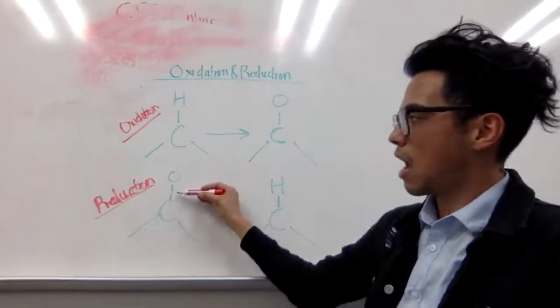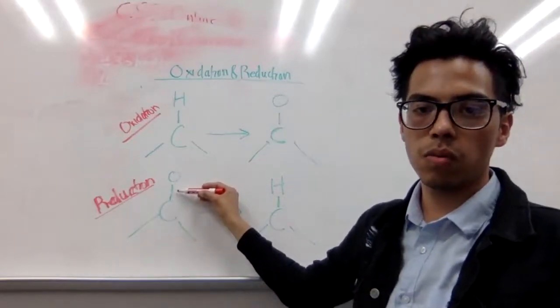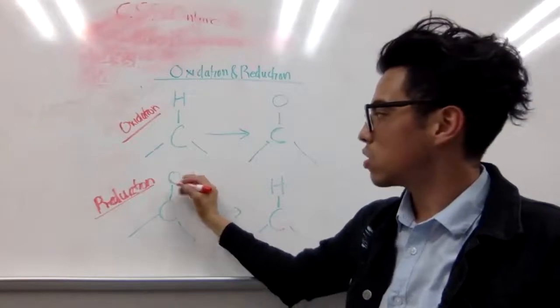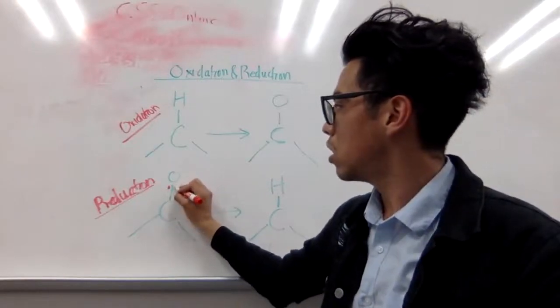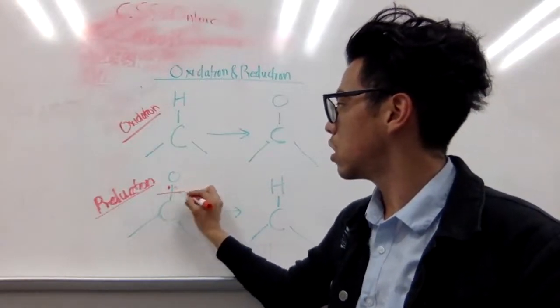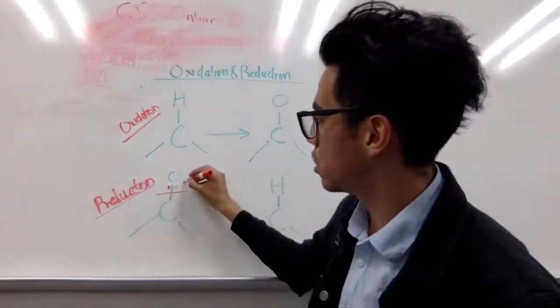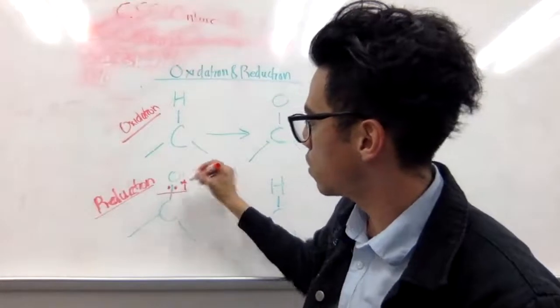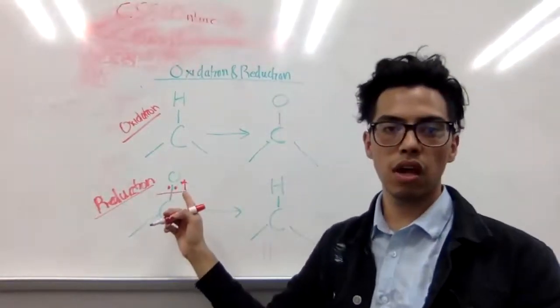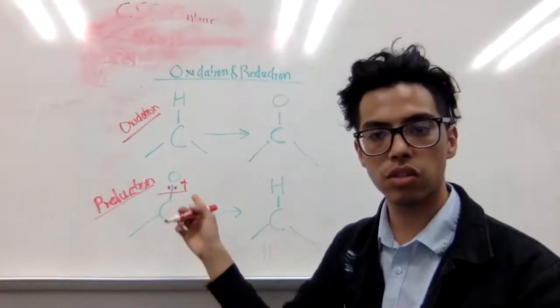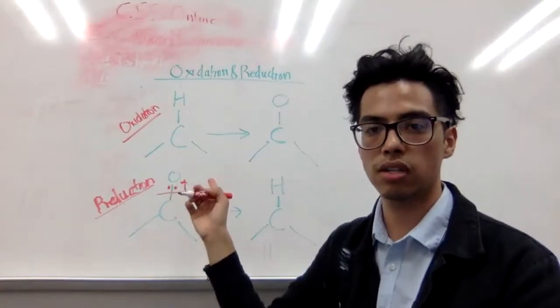Instead of being halfway between the C and the O, the electrons are going to be closer to the oxygen. Why? Well, if you remember, O is more electronegative than carbon, and so those electrons are going to be pulled closer to the oxygen.